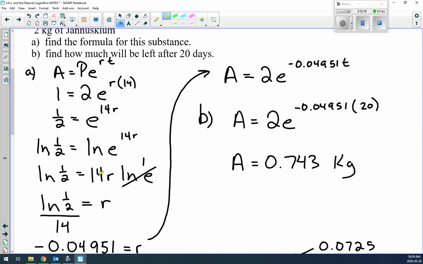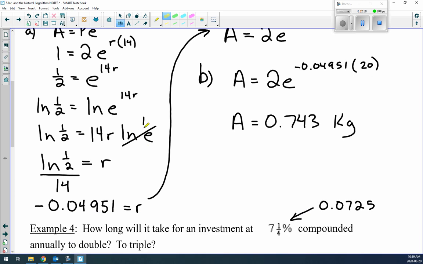The laws of logs. Okay. Oh, ln e. Look at that. What is that again? That's 1. Oh, nice. It actually balances itself out really easily. So ln a half equals 14r. How do we get r by itself? We divide both sides by 14. So we do this. We end up dividing by 14.